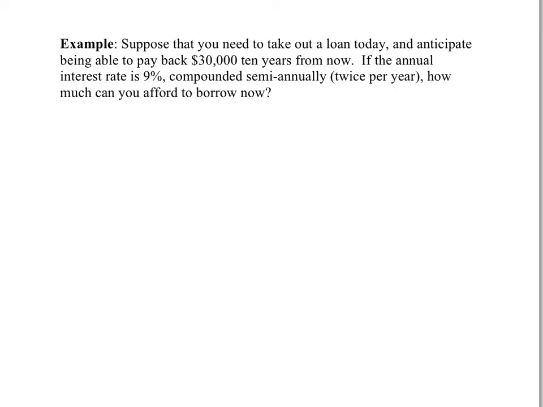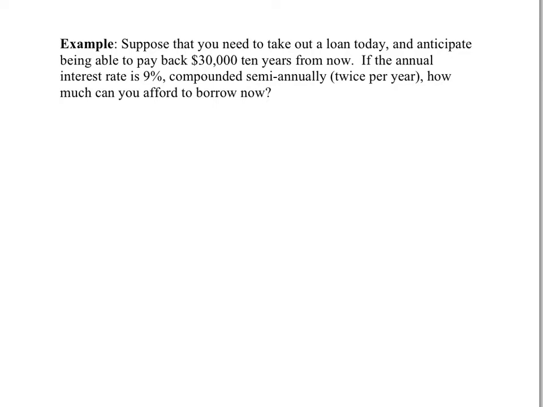Let's apply the formula to the following example. Suppose that you need to take out a loan today, and you anticipate being able to pay back $30,000 10 years from now. So you know how much you can afford to pay back. You don't know how much you're borrowing today. That's the question. If the annual interest rate is 9%, but that 9% is being compounded semi-annually, twice per year, we can ask, how much can you afford to borrow now?